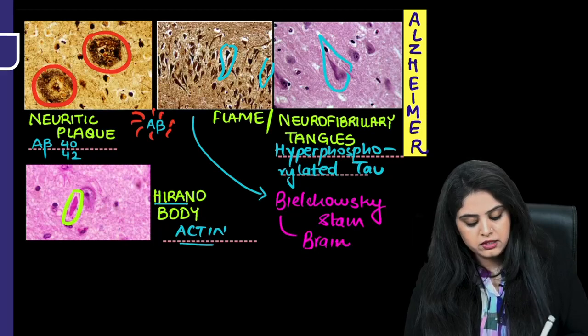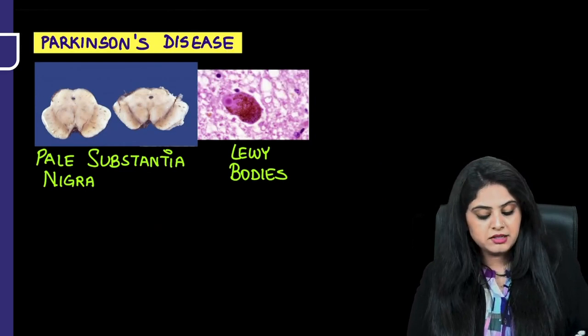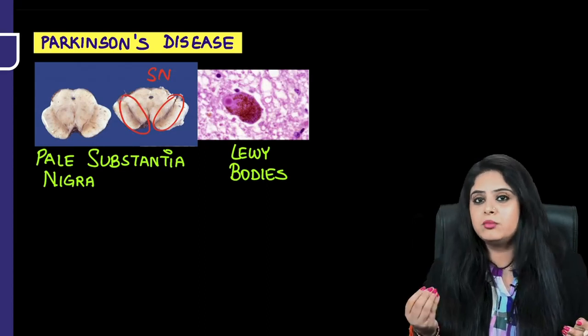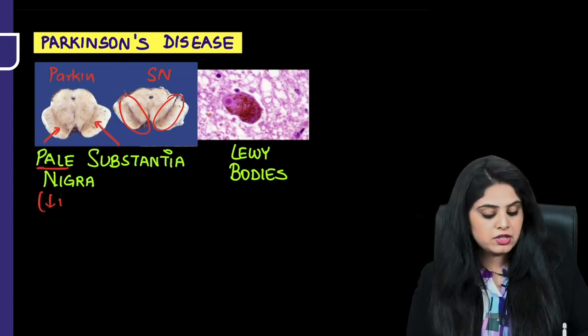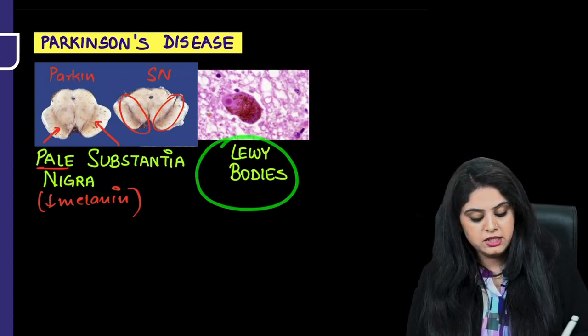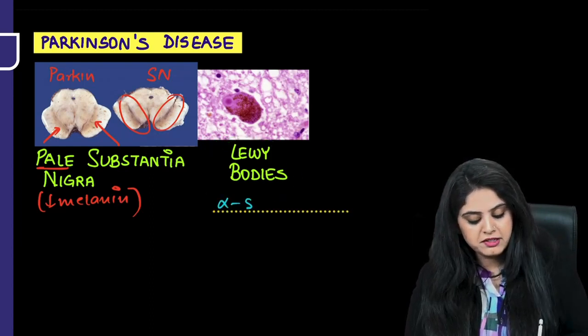Let's move on to another neurodegenerative condition, and that is Parkinson's disease. Now, normally, if I show you the normal substantia nigra, you know normal substantia nigra has melanin, so brown color. But in Parkinson's disease, as you can see, the substantia nigra has become very pale because the melanin production has gone down. That is the pathogenesis of Parkinson's disease, right? And what does it show you microscopically? The Lewy bodies. Guys, what are Lewy bodies made up of? They are made up of alpha-synuclein.